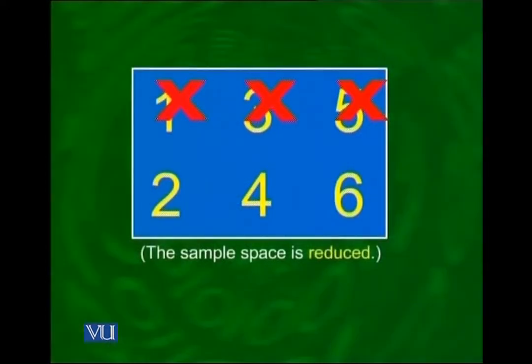1, 2, 3, 4, 5 and 6. But now that we have the information that the number that has occurred on the die is an even number, it is clear that 1, 3 or 5 are no longer possible. It is not possible to have a 1, 3 or a 5 with this information that it is an even number. So as you now see on the screen, the sample points 1, 3 and 5 are eliminated as being impossible and our sample space is reduced to only 3 sample points, 2, 4 and 6.